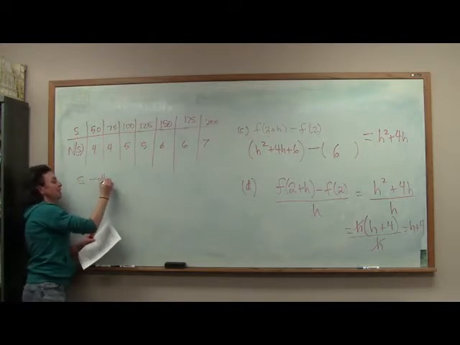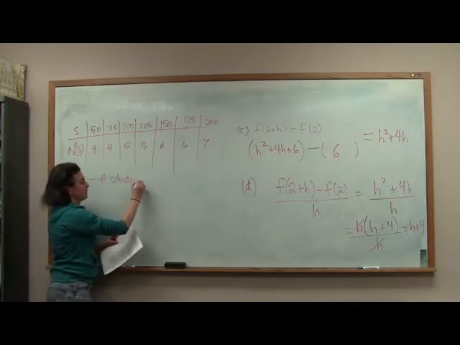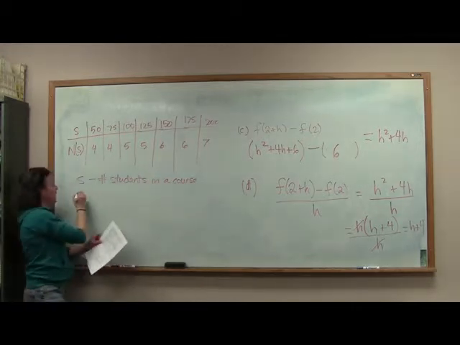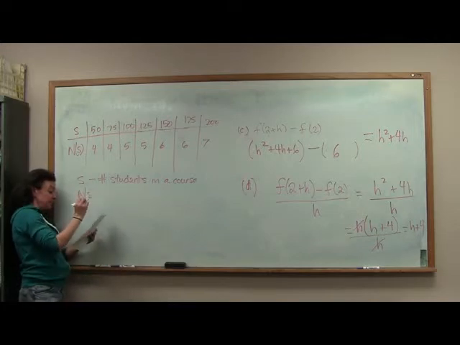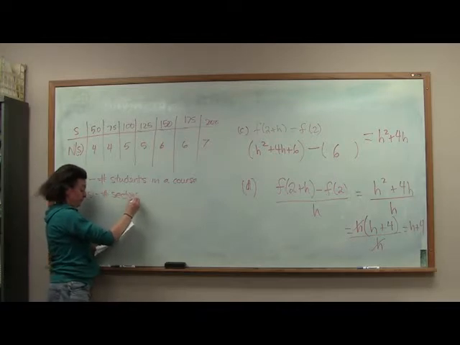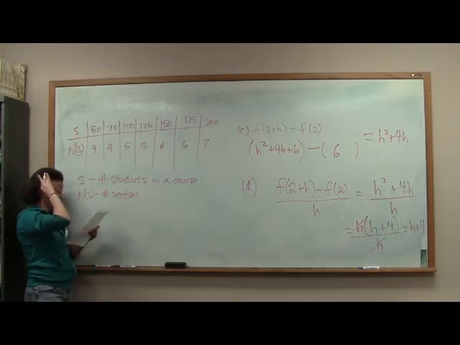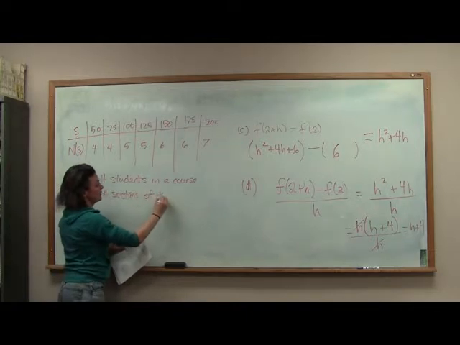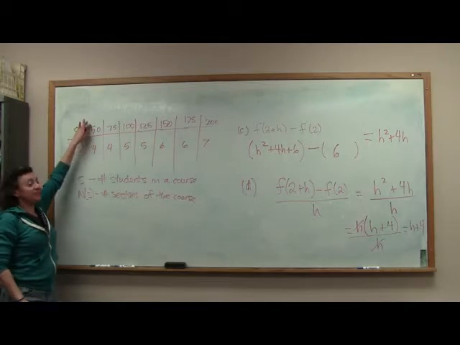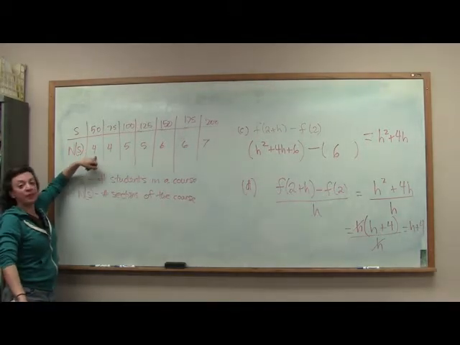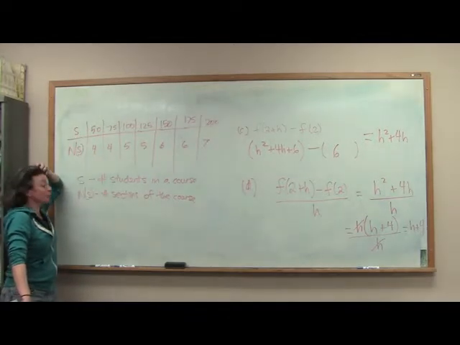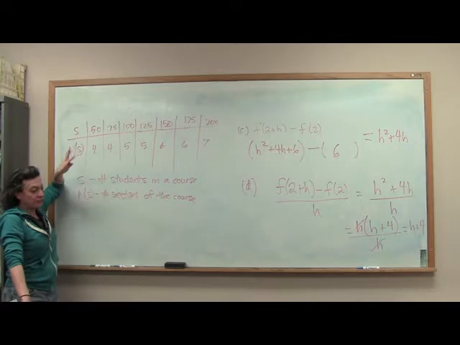S stands for the number of students in a course, and N of S tells us the number of sections of the course. In other words, if there's 50 students in the class, they're going to have 4 different sections of that class running, so as to keep the enrollment in each particular section manageable.